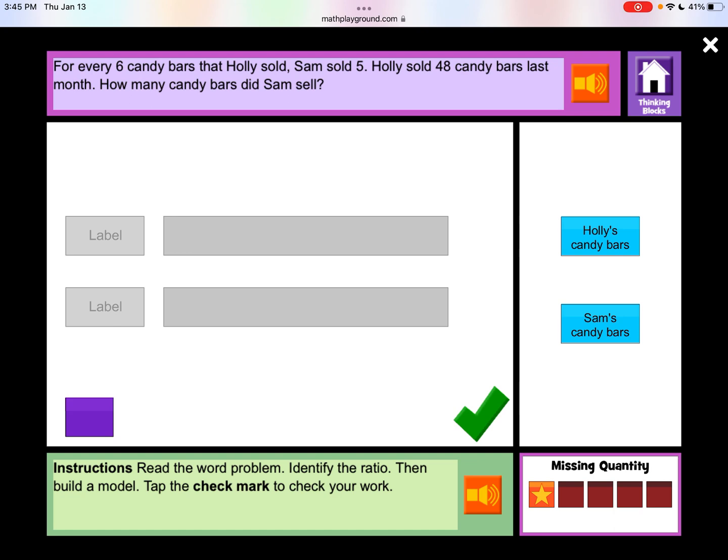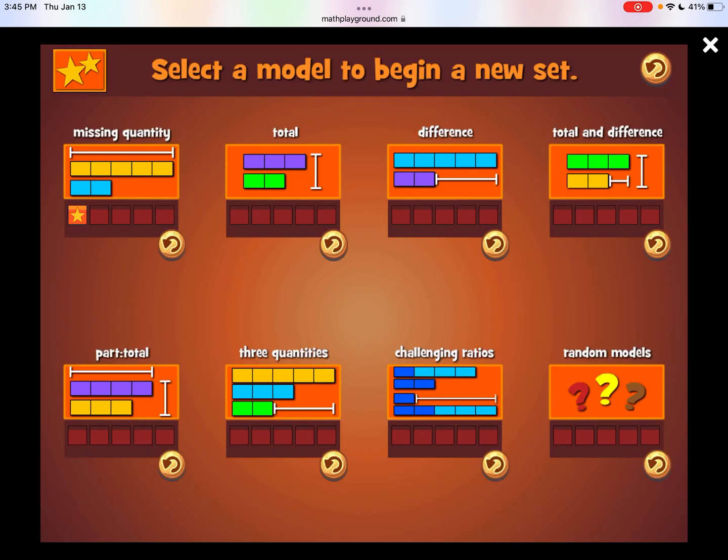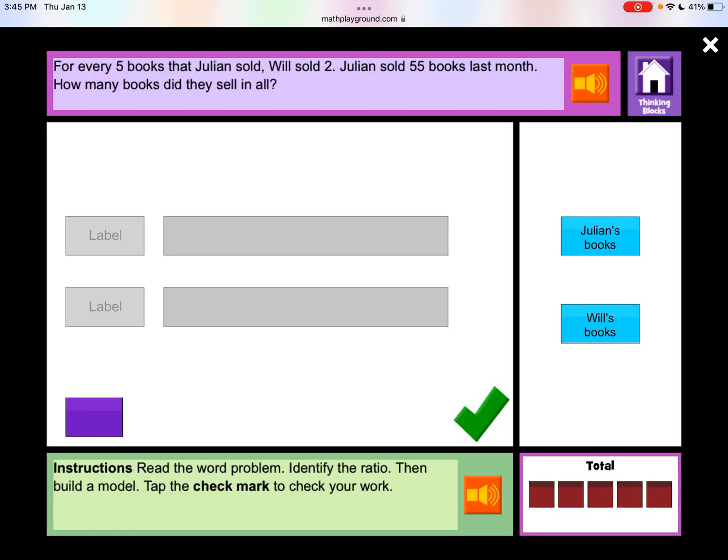If I press the house in the top right, now you can see on the main screen, there's a star underneath missing quantity, right? I'm going to look at the next one too. You can do any of them on here that you want, but it starts off in the top left and it's easy or easier, and then it gets more difficult as you go through these. I'm going to click on total next.